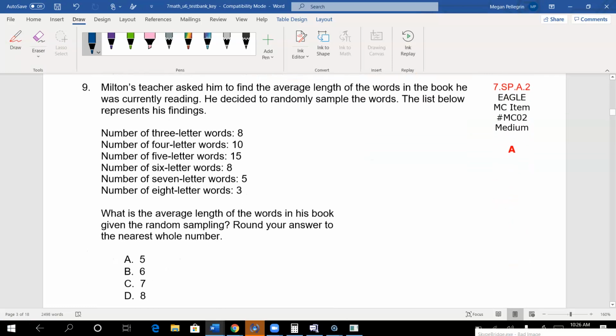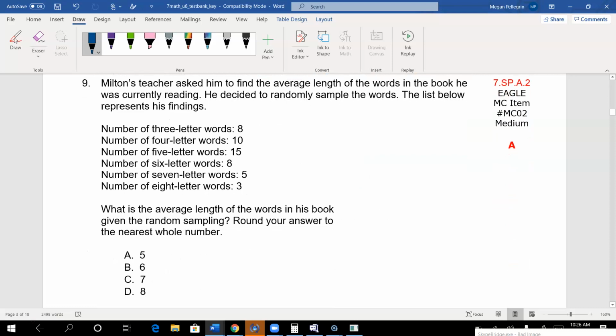So then finally, number 9, Milton's teacher asked him to find the average length of the words in the book he was currently reading. He decided to randomly sample the words. The list below represents his findings. So first of all, when we look at different levels of books, part of it is based on the size of the word. So that might be a reason that we are looking to see what the average length of the words in the book are.